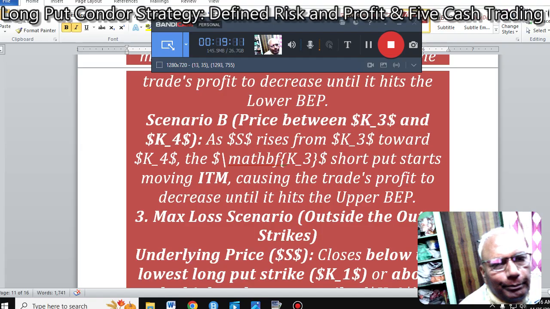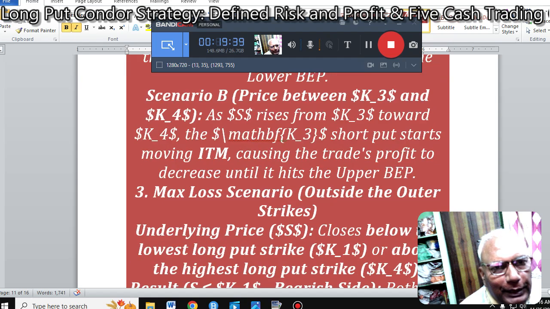Scenario B: a price between K3 and K4. As the price rises from K3 towards K4, the short put starts moving ITM, causing the trade profit to decrease until it hits the upper BEP.